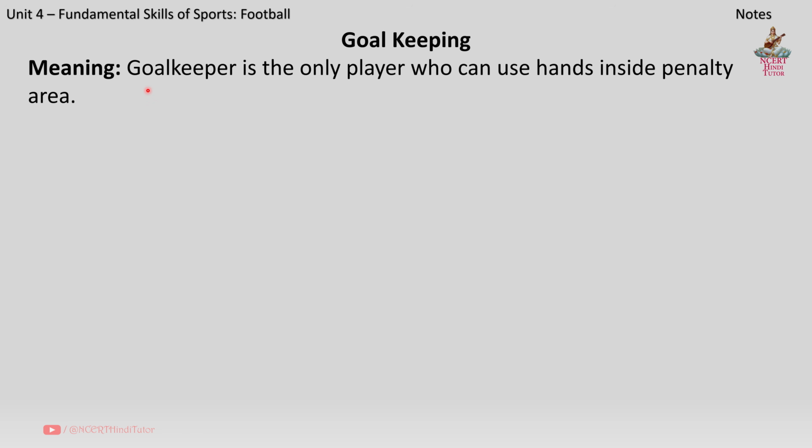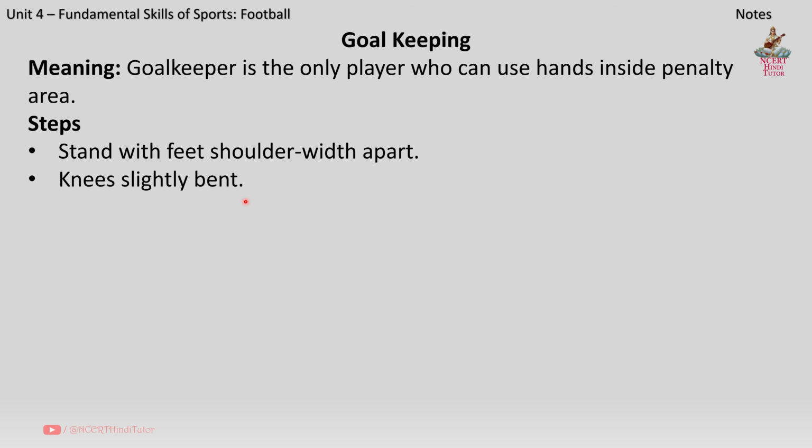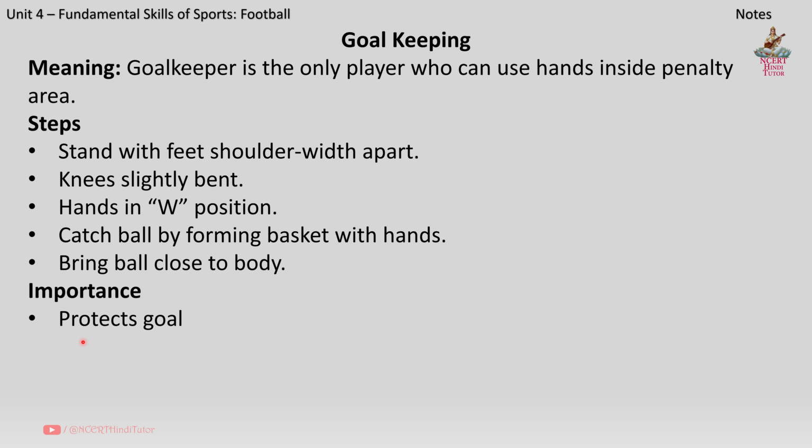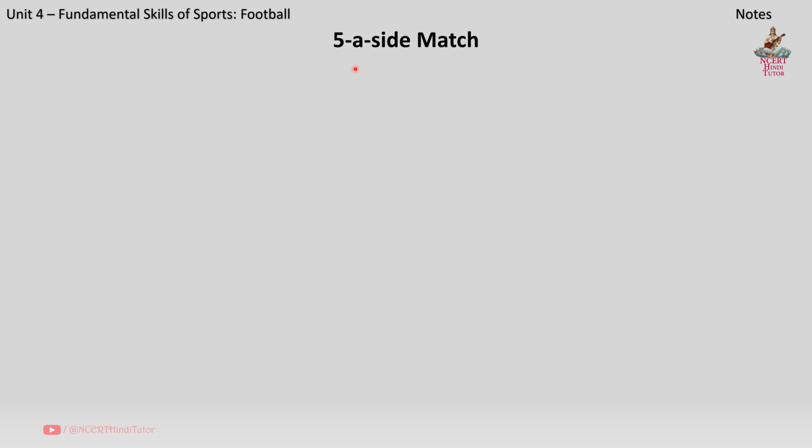Goalkeeping. The goalkeeper is the only player who can use hands inside the penalty area. Steps: stand with feet shoulder-width apart, knees slightly bent, hands in a W position, catch the ball by forming a basket with the hands, bring the ball close to the body. Importance: protects the goal, starts counter attacks.